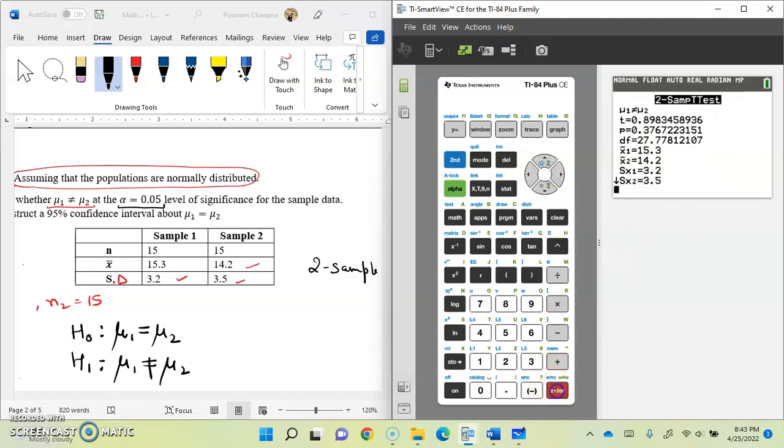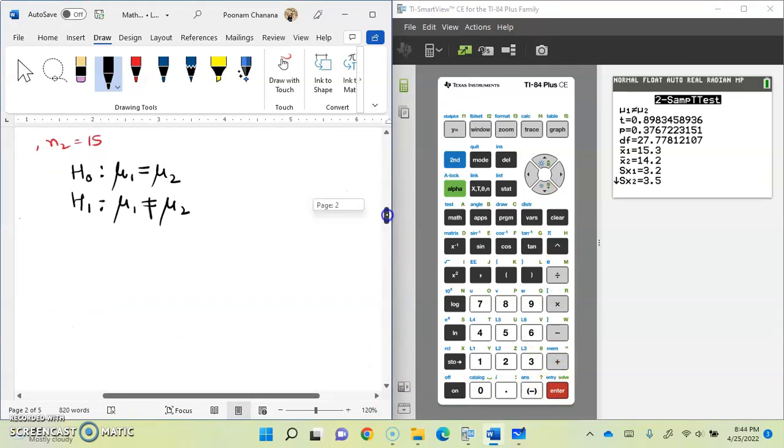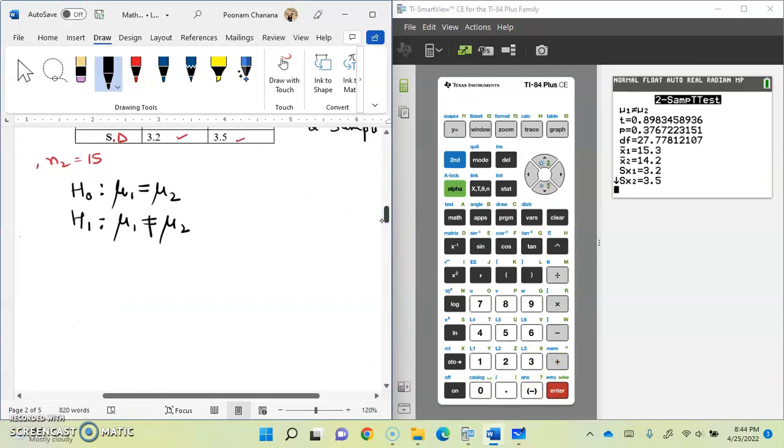So press calculate. So this is what we are getting. What do we get? The test statistic t naught is 0.898 and the p-value is 0.377, rounding to the third digit.